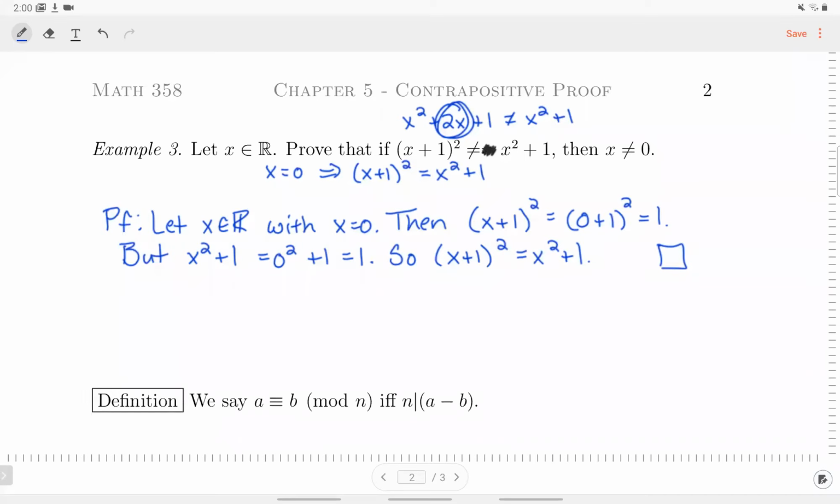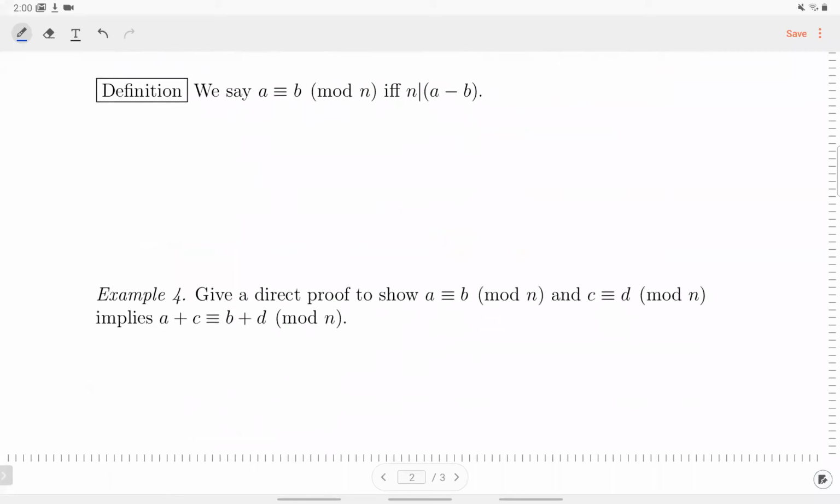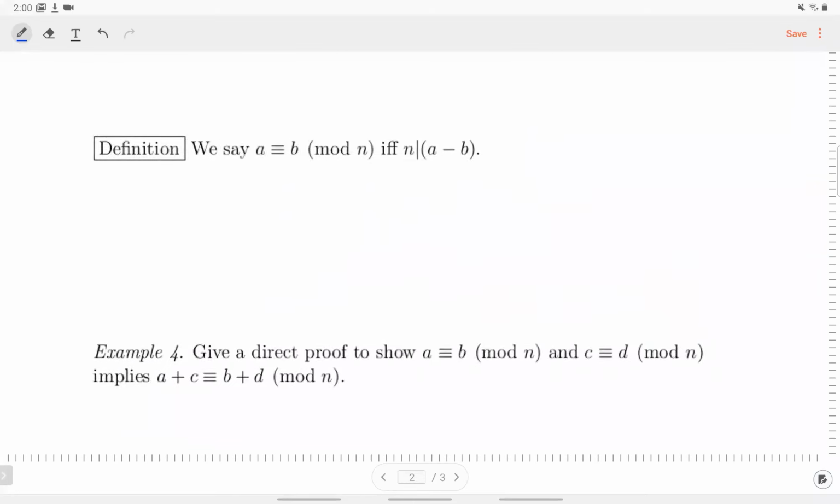Okay, cool. So now we have an important definition that's definitely going to come up for you math majors. It'll come up again, definitely in Math 465, possibly in some other ones. So this, A, little triple-bar symbol, B mod N, we call A congruent to B modulo N. And I'm going to tell you what that means. So that's how we say it out loud.